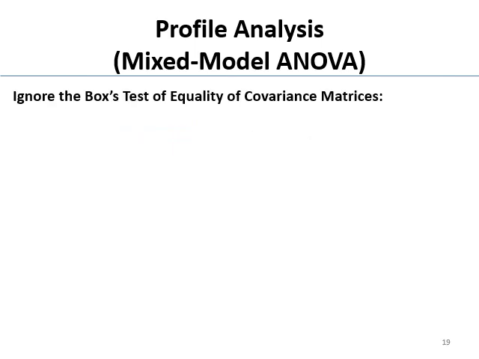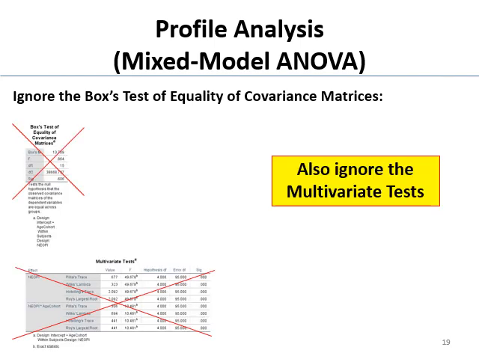So next thing on your output is the Box's test of equality of covariance matrices. And you want to ignore this. So it looks like that, ignore that. And then also ignore the multivariate tests. Remember, we use those for ANOVA, but for this assignment, we don't care.